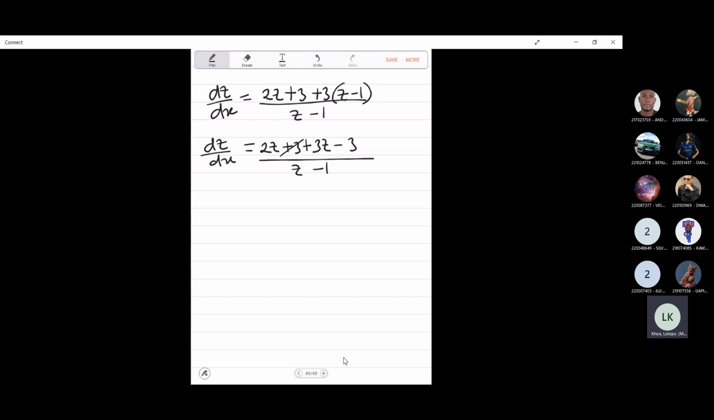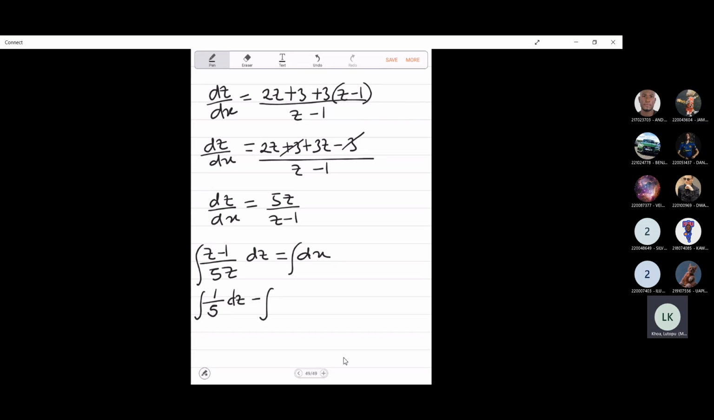Then those two will cancel. So I have dz dx. This is 5z over z minus 1. Then separating them, I have z minus 1 over 5z dz is just dx. Okay, then integrating, we have the integral of 1 over 5 dz minus the integral of 1 over 5z dz is equal to the integral of dx.